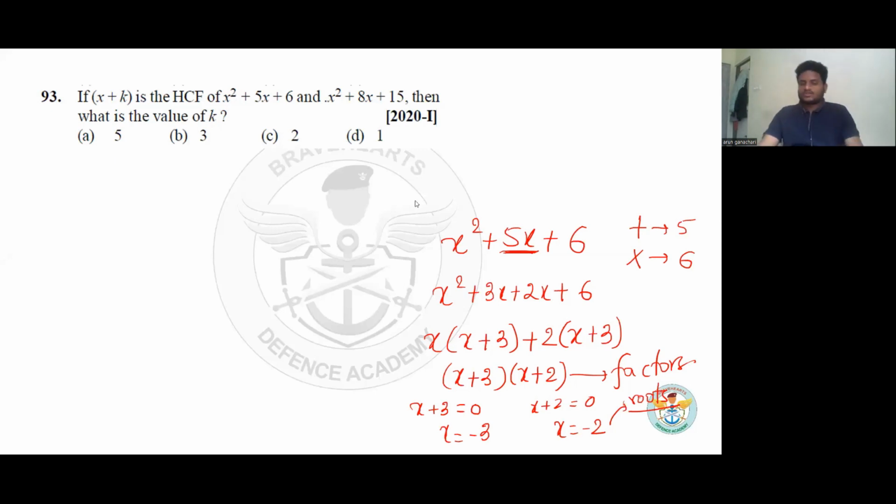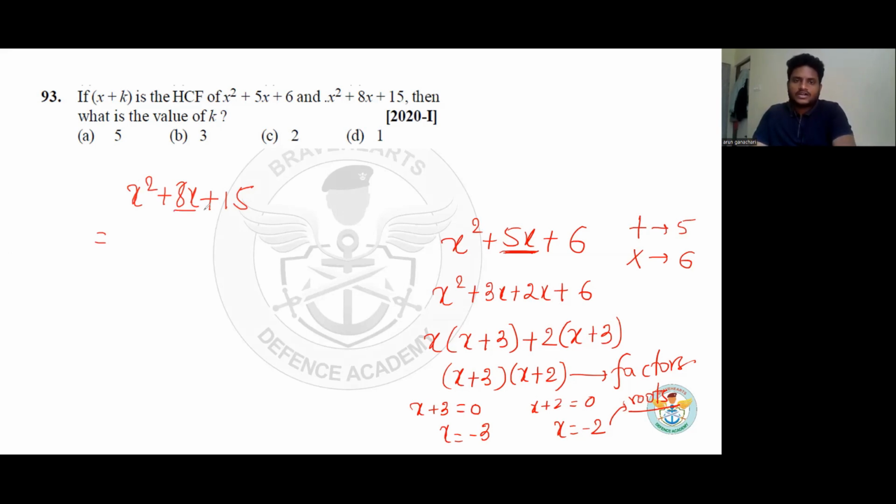So you understood what are the roots and what are the factors. Now can you find the roots and factors of one more, x square plus 8x plus 15? Try this. Here we found out the roots and factors of the given expression. Now can we find out the remaining part, that is x square plus 8x plus 15? These two things are not required for this question, but I'm trying to explain one concept here.